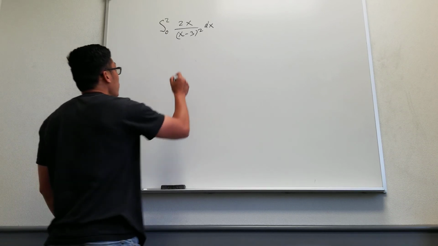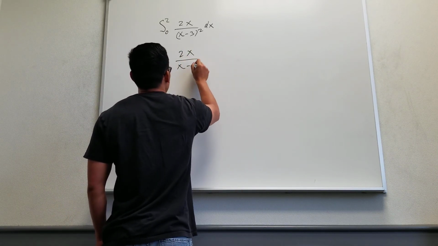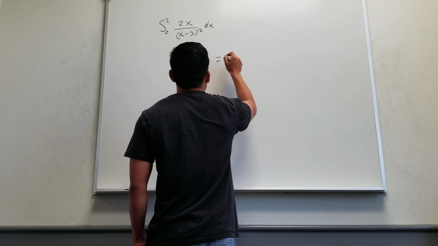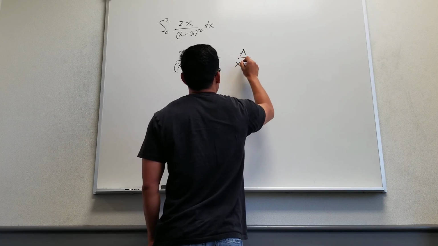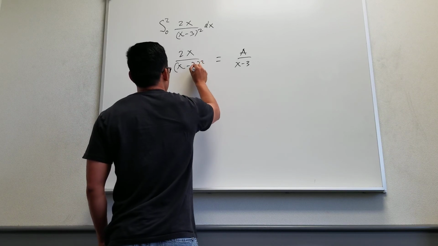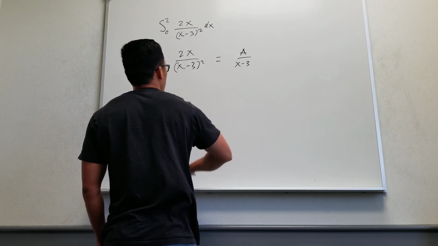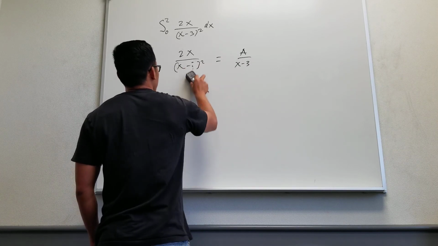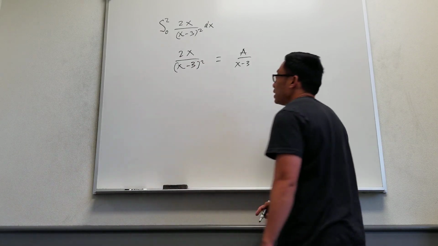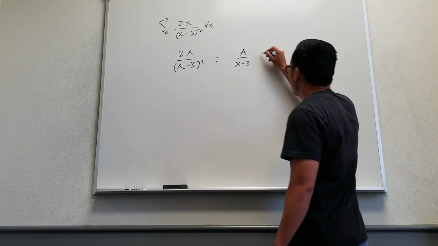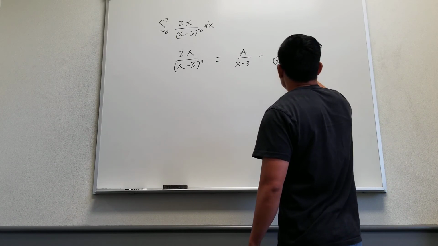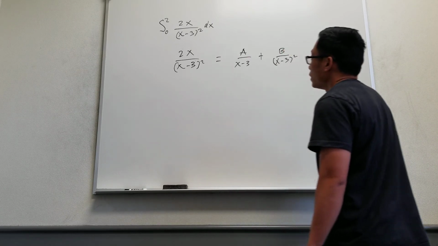So we have 2x over (x minus 3) squared. Now we're going to have A over x minus 3, plus B over (x minus 3) squared.